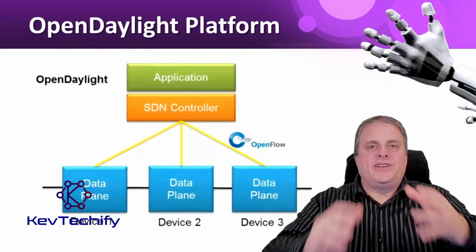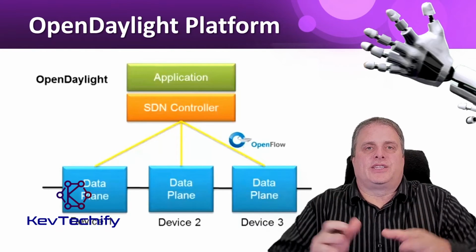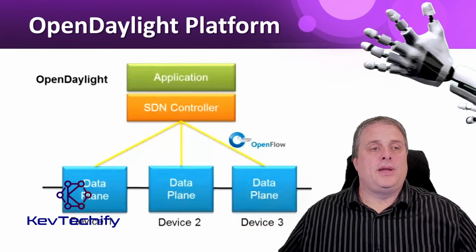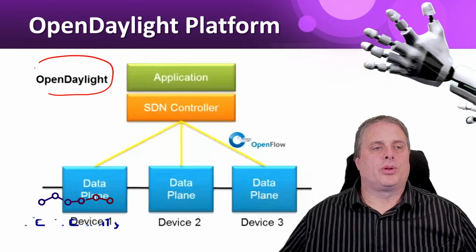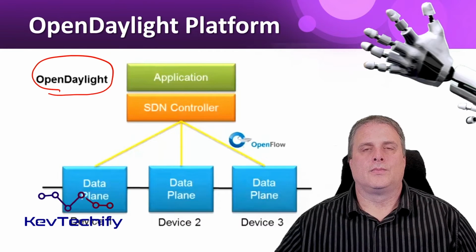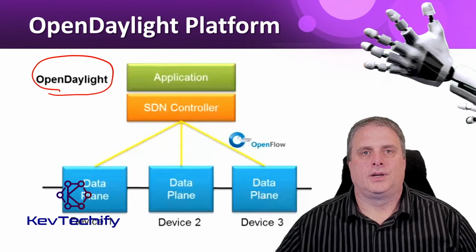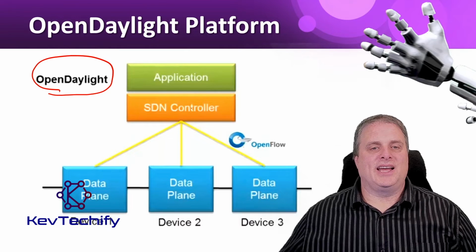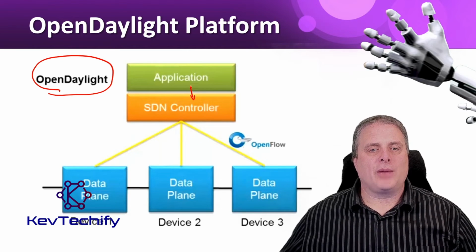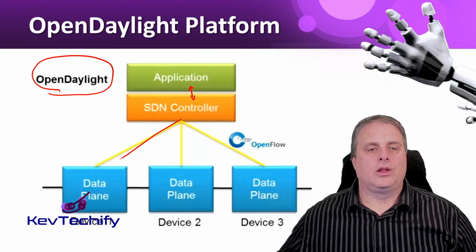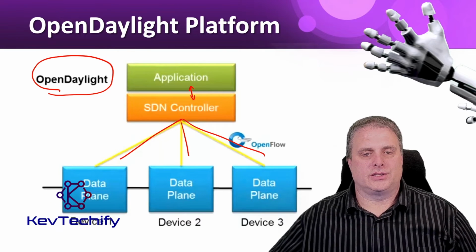An example of a network controller that is used in SDN, software-defined networking, might be the OpenDaylight platform. The OpenDaylight platform is an open source SDN controller. Here you can see where the SDN controller works with an application to then control our networking devices.